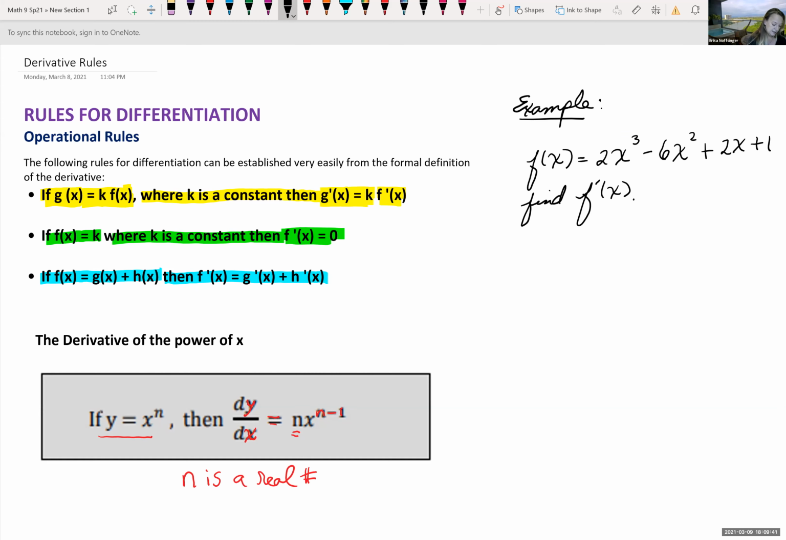And so we can use this sum rule to break up each piece here. So we're going to take the derivative of 2x cubed, minus the derivative of 6x squared, plus the derivative of 2x, and then the derivative of 1. So we're going to be using this sum rule. We're also going to be using the rule that if we have some constant in front of a term, we use this constant times a function rule. We have 2, we have 6, we have 2. Those are our constants. And then we're also taking a derivative of a constant, k, which is this 1, which will give us 0.